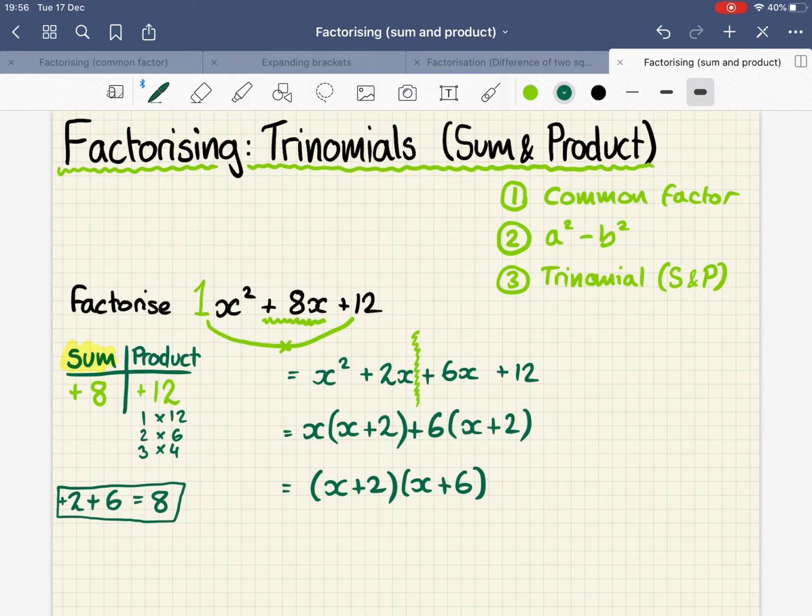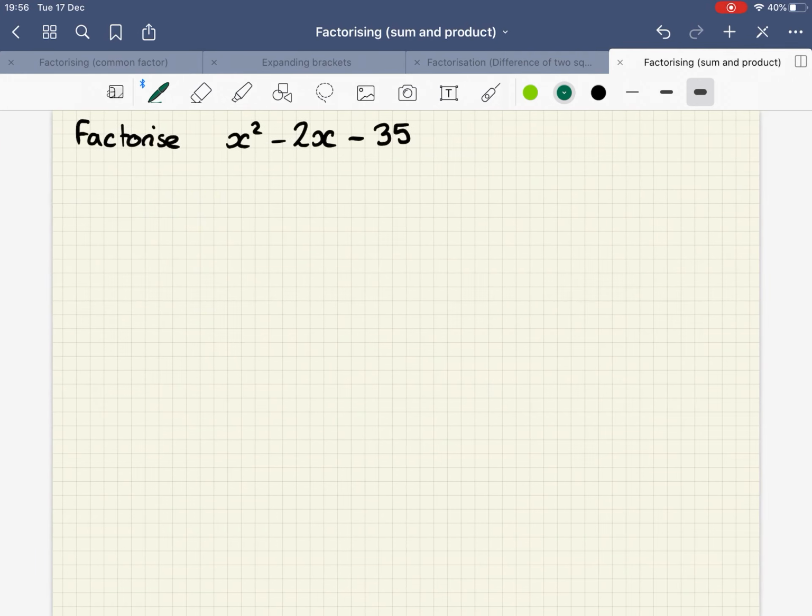So again, I've got quite a few examples just so you can keep seeing how to set these up. So our next one then, setting up my sum and product table. My sum this time is -2. I multiply the front number with the back number. So that's going to be -35.